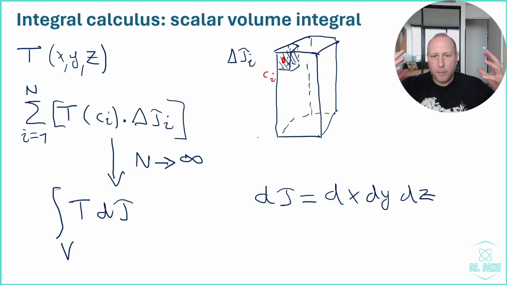We will take a big box, a big volume, we will subdivide it into smaller subvolumes, we evaluate the function T in each of those, and we add them up for the whole box. So this is the volume integral for a scalar field. We will see in one of the next slides how to calculate it, but we first want to introduce the volume integral also for vector fields.